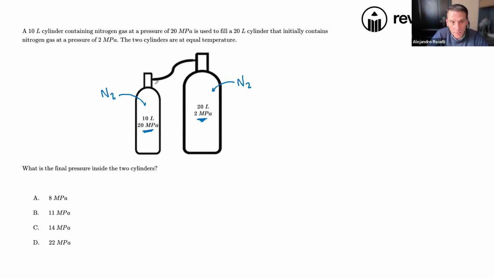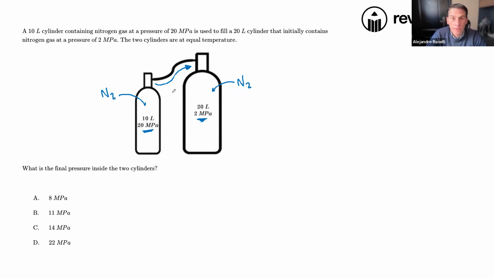So as the valve is opened, some of the gas will be allowed to pass from one cylinder into the other one until a point at which that motion will no longer take place. The system will be in equilibrium.